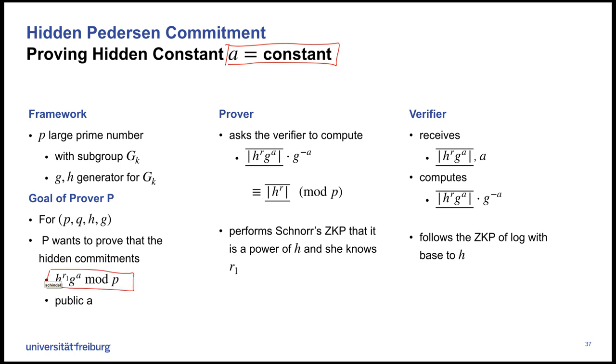So what I do is, the prover asks the verifier to just divide by g to the minus a. And what I get is h to the r, and I just have to prove that h to the r is again h to the r. It's very important to make a zero knowledge proof afterward. And you could say, why don't you publish r?